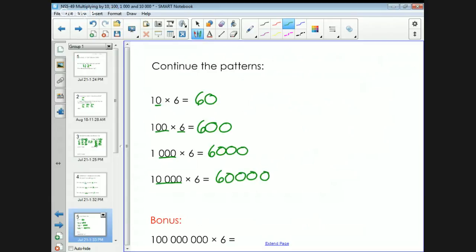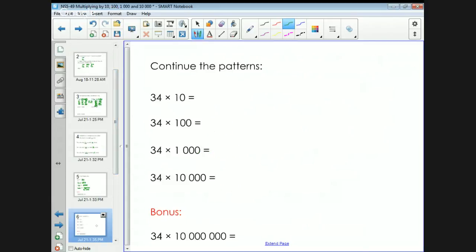We need to also look now at the fact that we always group numbers 3 digits at a time. So when we're writing a number, we need 3 digits, and then we need to place a comma, or we need to rewrite the question with a space, or the answer with a space. So we're going to try that now with a slightly larger number, such as 34. So we're going to write 34 and add 1 0 to find that 34 times 10 is 340.